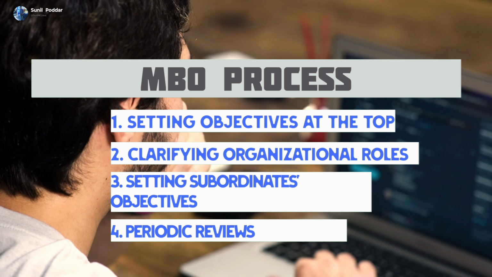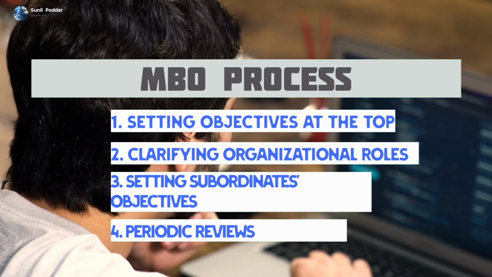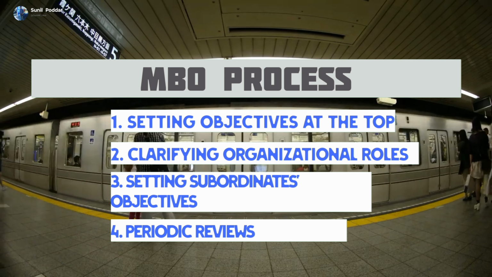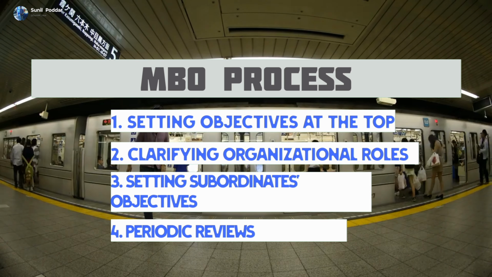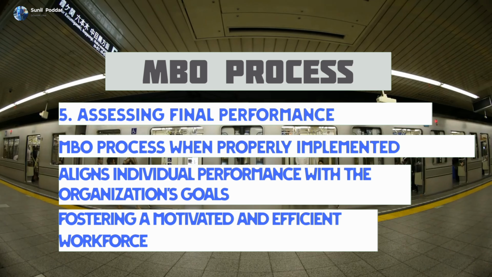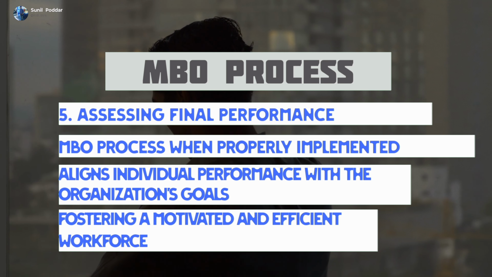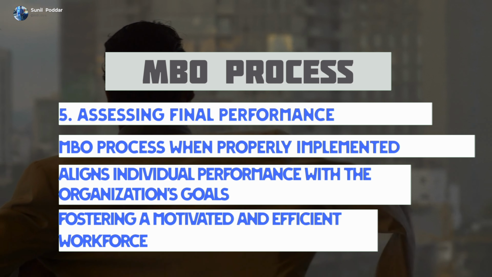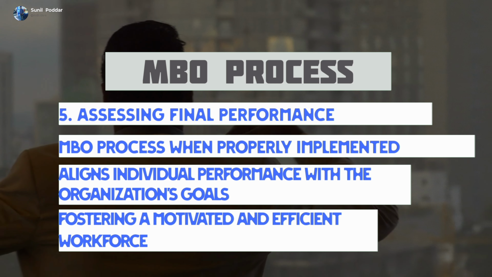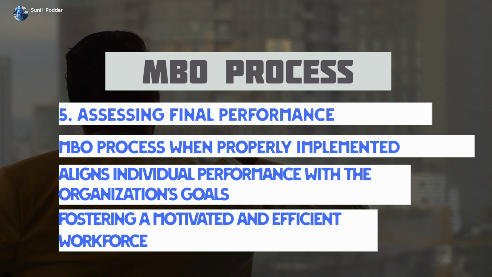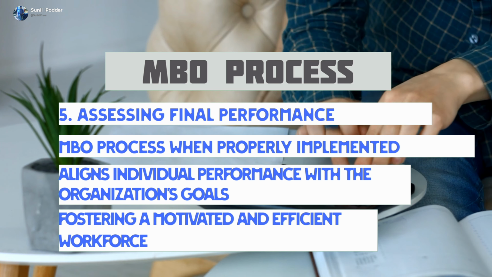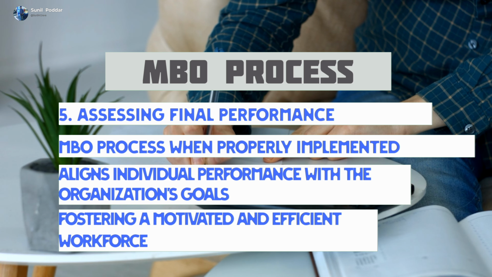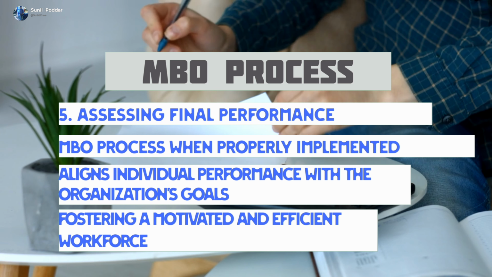Periodic reviews. Regular reviews between superiors and subordinates assess progress towards objectives. These meetings focus on identifying and addressing issues rather than assigning blame, to ensure that objectives are met according to the established schedule. Assessing final performance. At the end of the set period, performance is evaluated. Successful performance is recognized. Shortfalls are analyzed to determine causes, such as skill gaps or resource issues. Corrective actions like additional training or improved coordination are taken to enhance future performance. The MBO process, when properly implemented, aligns individual performance with the organizational goals, fostering a motivated and efficient workforce.